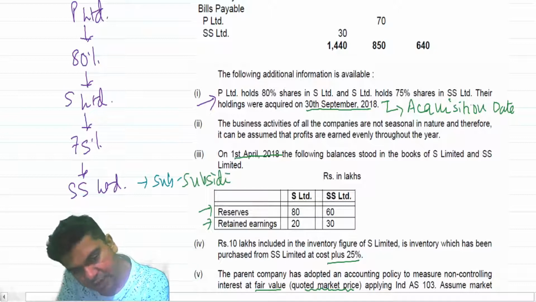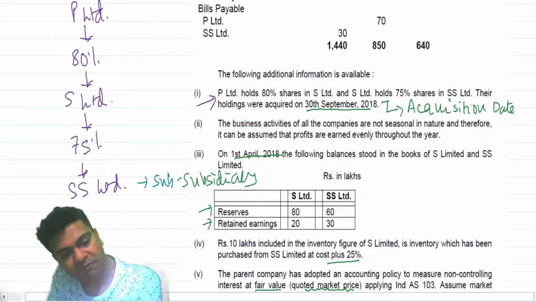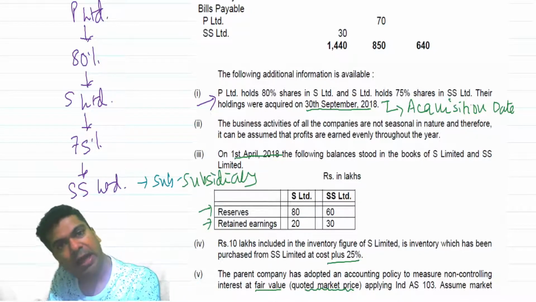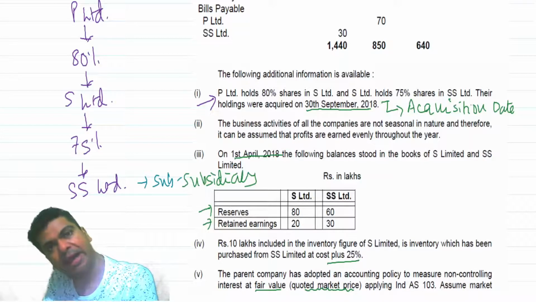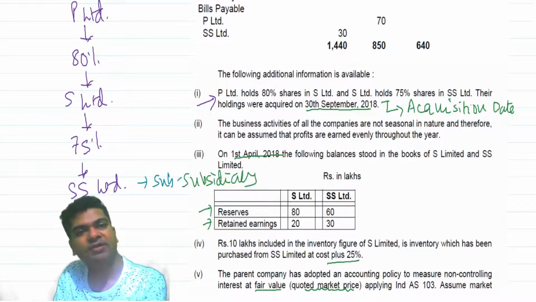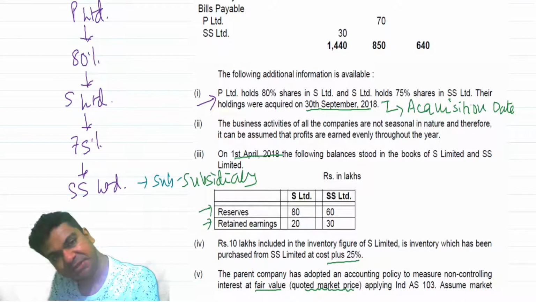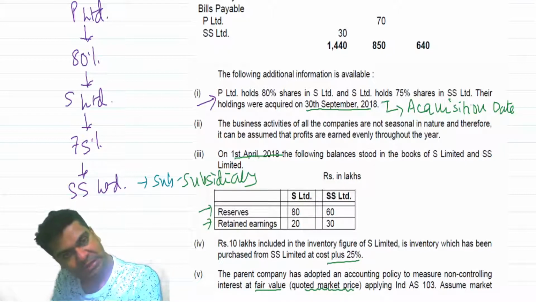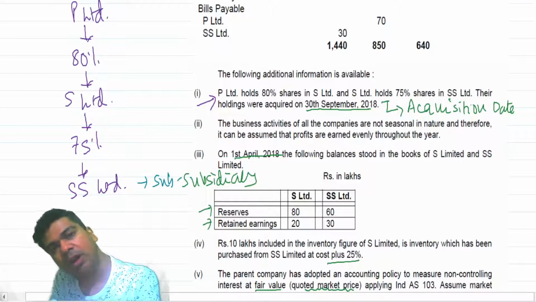So this is yet another way in which we can refer to SS Limited. So in a chain holding structure, how exactly will the workings be carried out? As far as pre and post acquisition analysis is considered, as far as the increase in the reserves and profits is considered, all that will be done on regular lines.